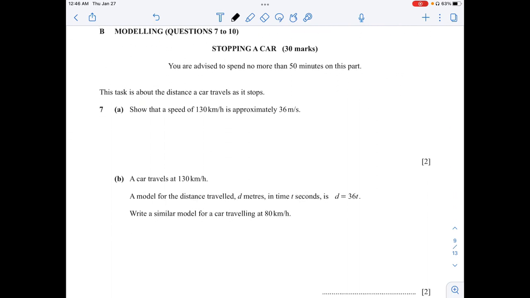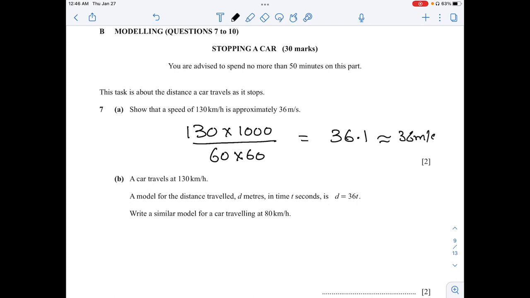Coming to the modeling B, questions 7 to 10. This task is about the distance a car travels as it stops. Show that the speed 130 kilometers per hour is approximately 36 meters per second. 130 kilometers into meters, multiplied by 1000. 1 hour is 60 minutes, each minute is 60 seconds, so divided by 60 times 60. So this becomes 36.1, or approximately 36 meters per second.